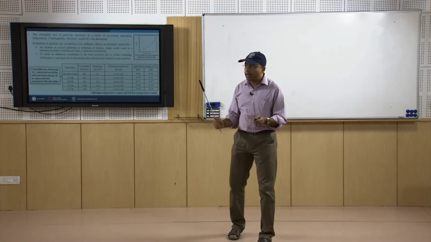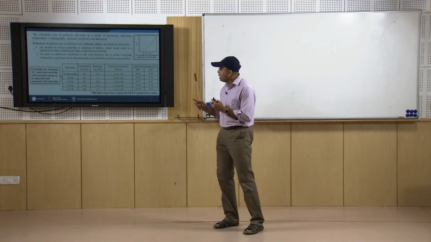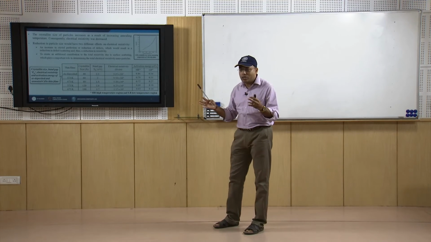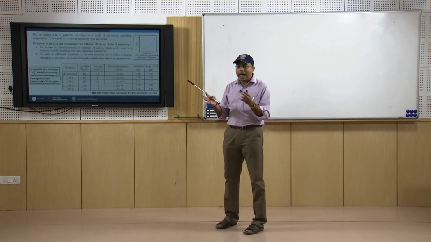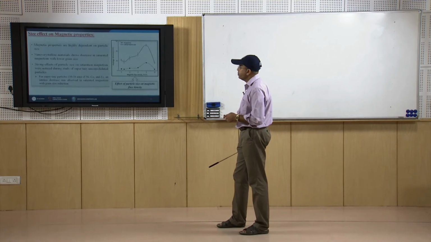So, these are all the properties where, when we change the crystallite size, the material properties, electrical resistivity, the band gap and the activation energy of that particular material are totally changing.